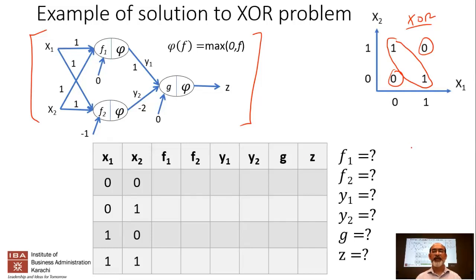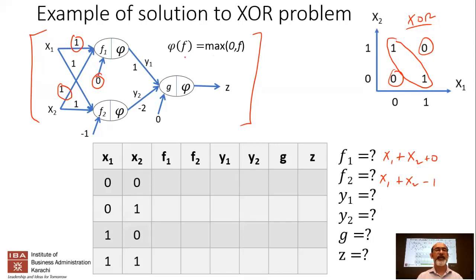So, what's the first equation? F1 is equal to what? The weight over here is 1, and the weight over here is 1, and the bias is 0. So what's the equation for F1? X1 plus X2 plus 0. And F2 would be equal to X1 plus X2 minus 1. Right? Very good.